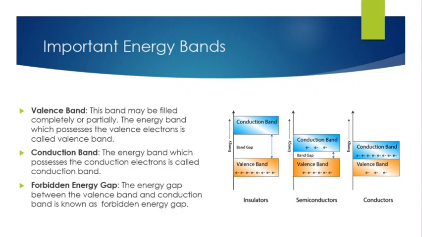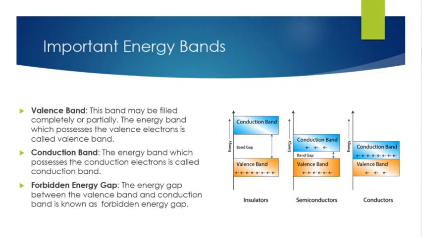We know that valence electrons are those which are on the exterior shell of an atom. When these valence electrons try to move from one atom to another atom, they generate some range of energy. That energy band is called the valence band. When the free electrons try to move freely in the solid, they generate some range of energy. That energy band is called the conduction band.